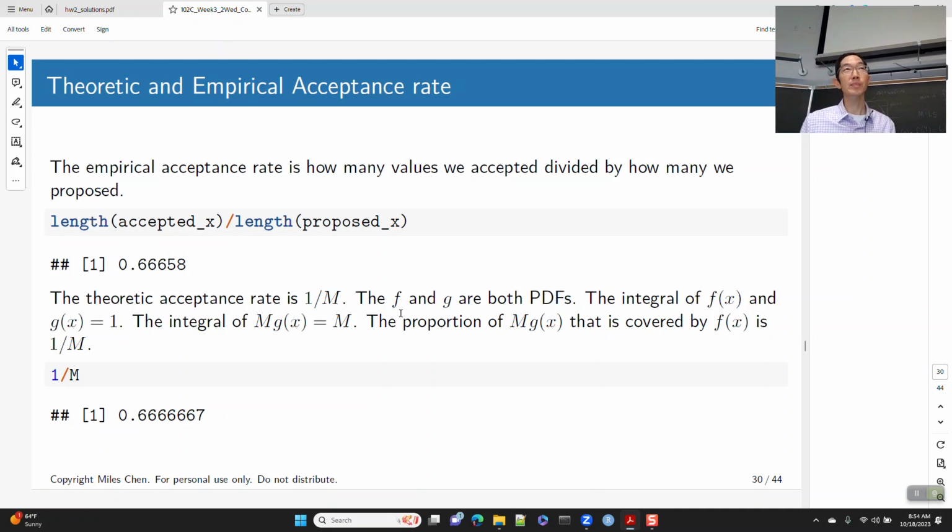Because if you think about it, g of x by itself has a total area of 1, and f of x also has a total area of 1. But we're going to multiply g of x by m, so the proportion that we end up keeping is going to be 1 over m. We can compare how many we accepted. The number of values that I accepted was 66,658 out of 100,000, and that's pretty close to my theoretic acceptance ratio of basically 2/3.